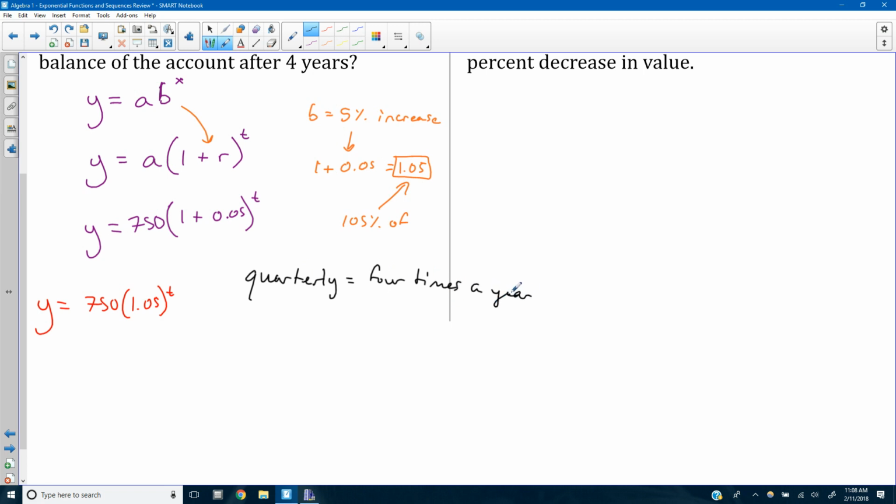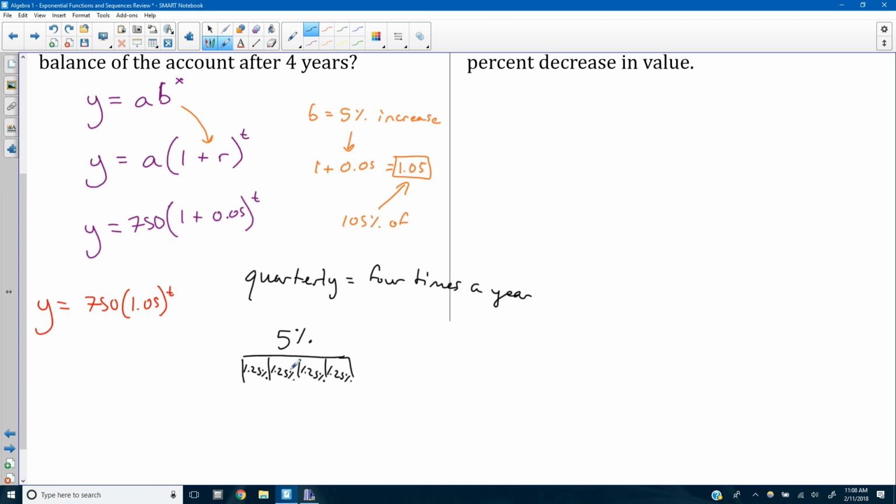Okay. So compounded quarterly means they're going to take your 5% and break it up into 4 equal parts. Now, this might be a time that you decide to use the calculator, but I think I know what 5 divided by 4 is. That's 1.25%. They're going to break up your percentage into 4 equal parts.